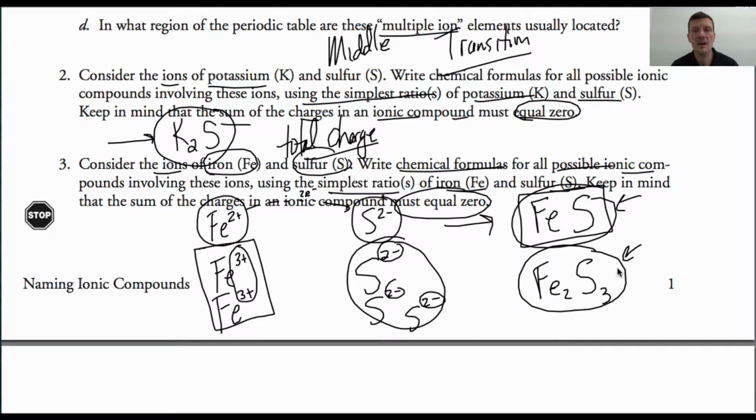Okay? So the point here is that when you've got multiple ions, there are 2 different possible formulas for iron sulfur, or iron sulfide, as you'll see the naming in a little bit. So we're going to have to make sure we know the difference between those two when we name them, and you'll see how we do that in a little bit.